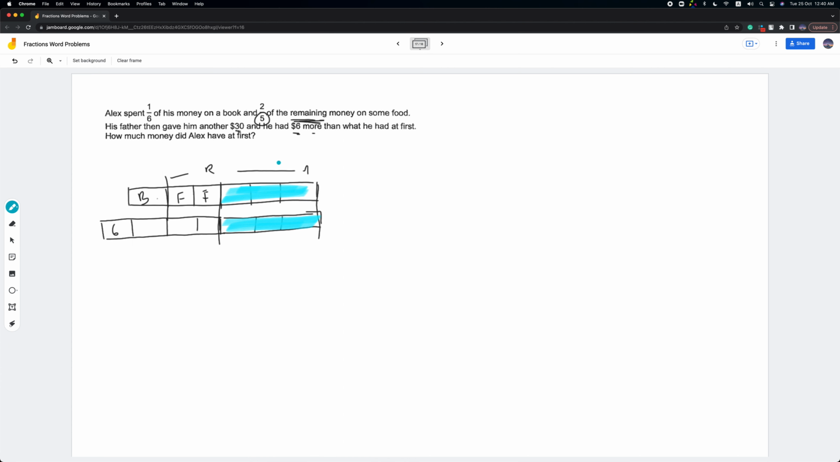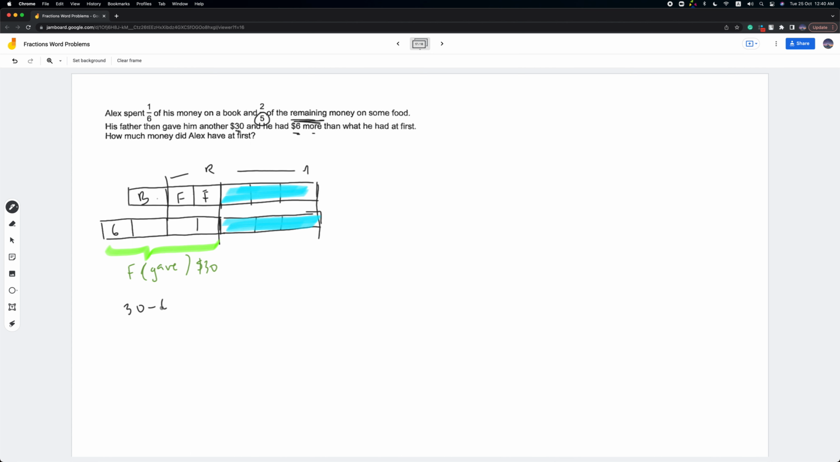This is the remainder after he had spent everything. This is what the father gave. Okay, the father gave all of this. The father gave 3 units plus 6, and everything here is $30. So we can see that if we minus the 6 from the 30, what we get is 3 units.